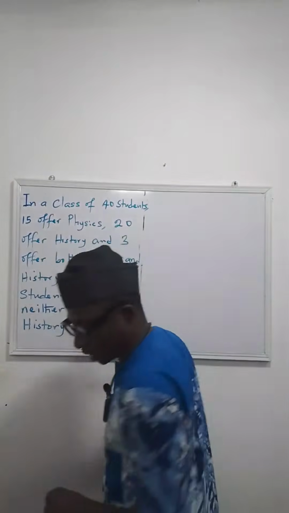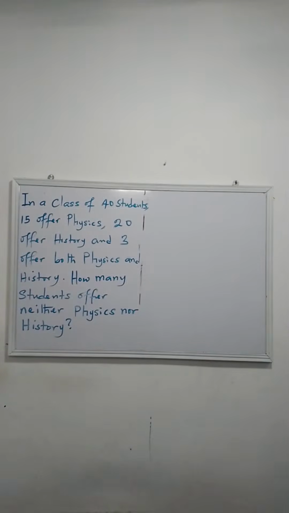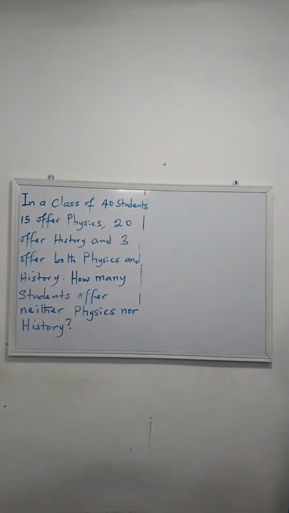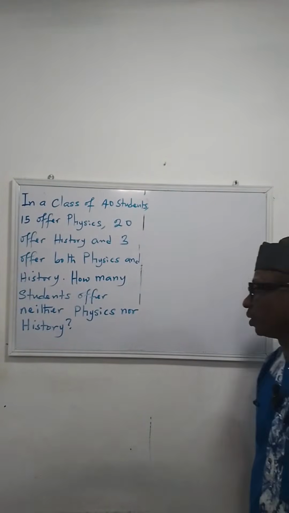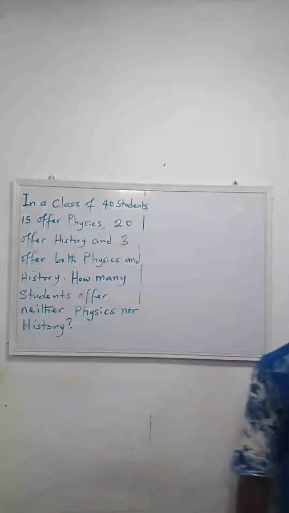Okay. Yes. I hope we can all see the question on the board. In a class of 40 students, 15 offer physics, 20 offer history, and 3 offer both physics and history. How many students offer neither physics nor history?